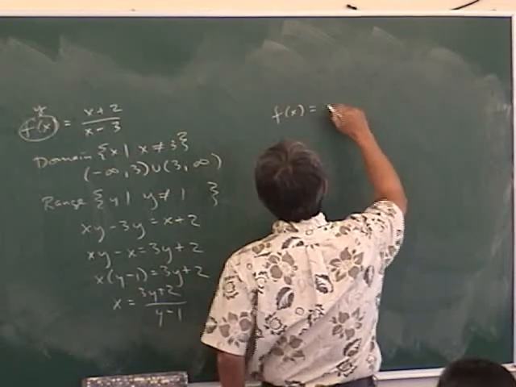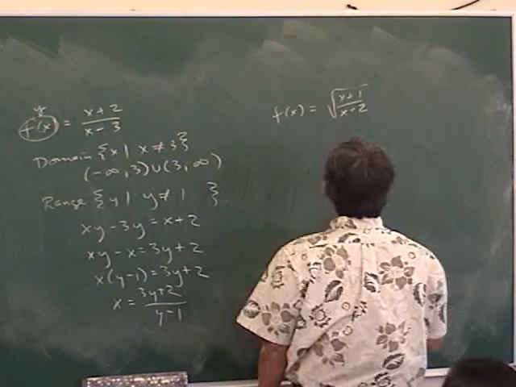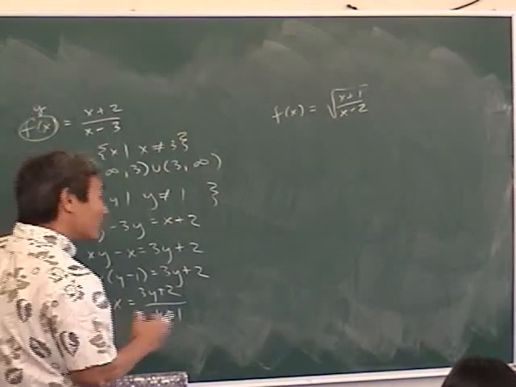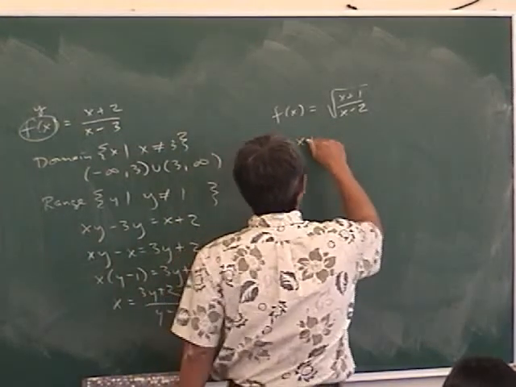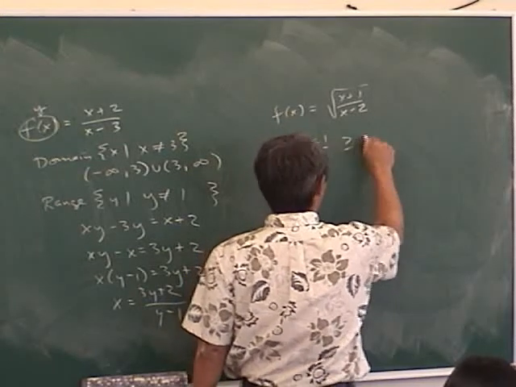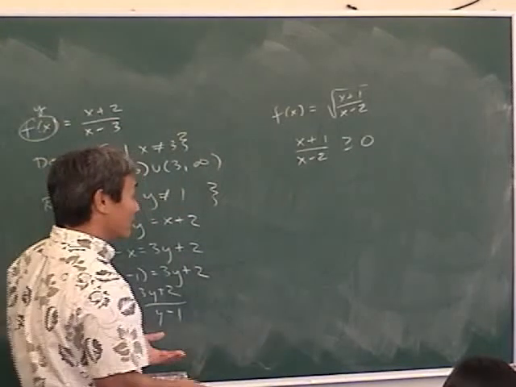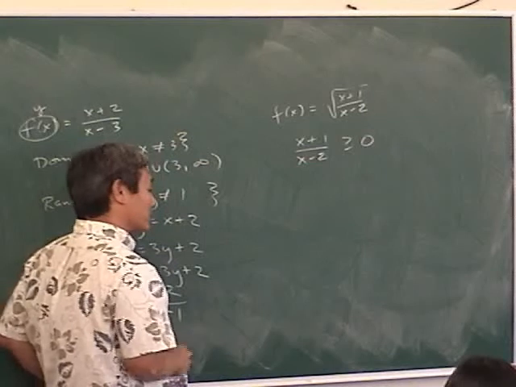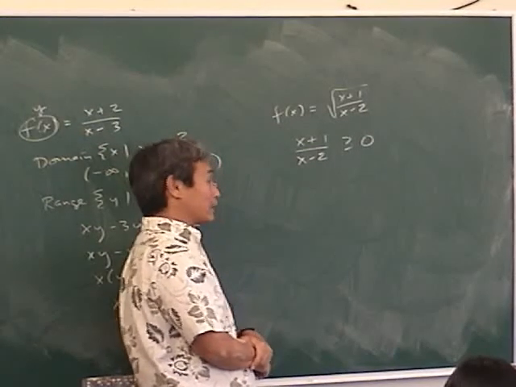f of x is equal to the square root of (x plus 1) over (x minus 2). How do you find the domain of this? Mr. Park, I don't even know what this graph looks like. Well, you don't need to know what the graph looks like. If you have a square root function, the inside has to be not just positive, but it could be 0 too, right? Because square root of 0 is 0. So whenever you have a square root, the inside has to be greater than or equal to 0. And then if you solve that inequality, that's your answer.